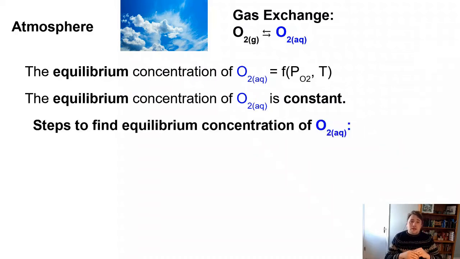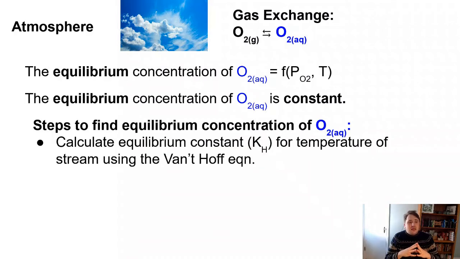How do we go about calculating this? Well, there are a few steps we're going to have to take. One, you'll recall that Henry's law constants are only valid for a specific temperature. And that temperature is normally 25 degrees. 25 degrees would be a very hot stream. So we're not going to use that Henry's constant. What we're going to use instead is an equilibrium constant that we calculate for the temperature of our stream that we choose using the Van't Hoff equation.